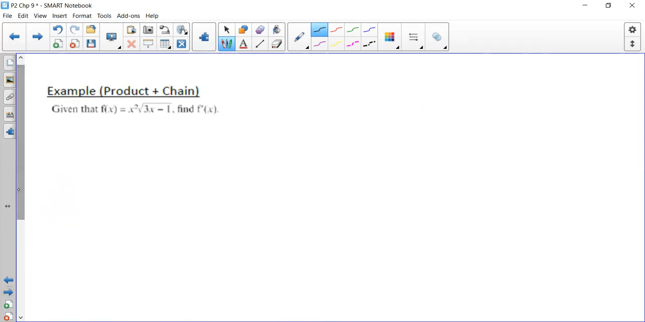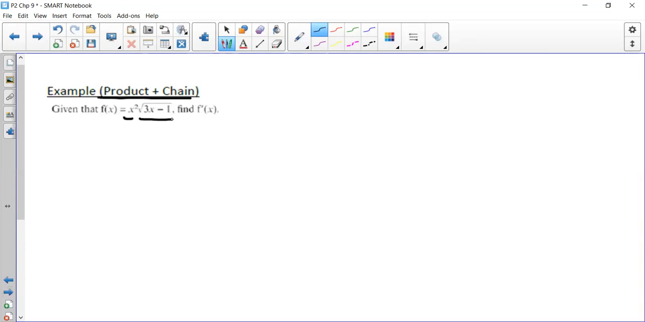Next one. This one is where we have to use product plus chain. In the exam, obviously, they won't tell you that you have to use product and chain, nor will they say use the product rule. They will just ask you to differentiate it. I'm telling you product plus chain here just in case you're wondering when you read the notes again. This example is about the product rule and chain rule. Let's have a look. Given that f of x equals x squared times the square root of 3x minus 1, find f dash x. F dash x means the derivative.